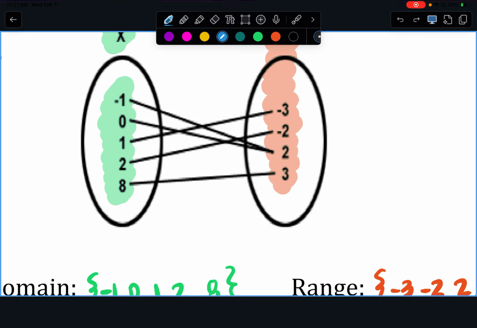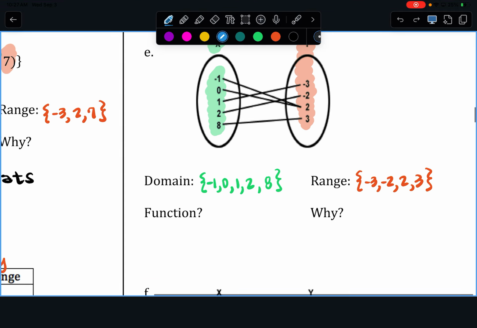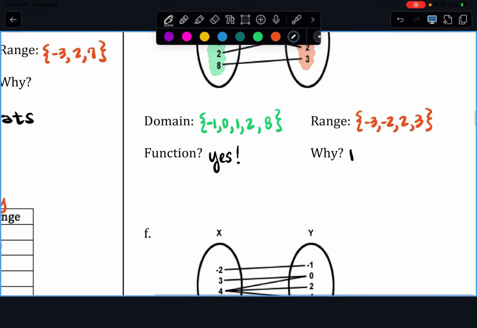If one of them repeated, for example, if there was another line coming out from the 8, like a double line like this, then this would not be a function, right? Because I can clearly see the 8 has been used twice to get 2 different y's. But that's not happening, so that's why this is a yes. And again, you can just say no repeating x's, but you definitely need to know what to look for in the mapping.